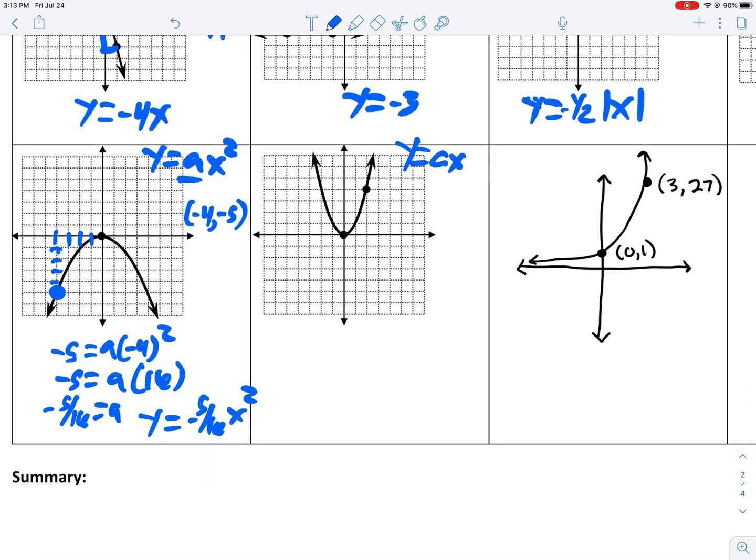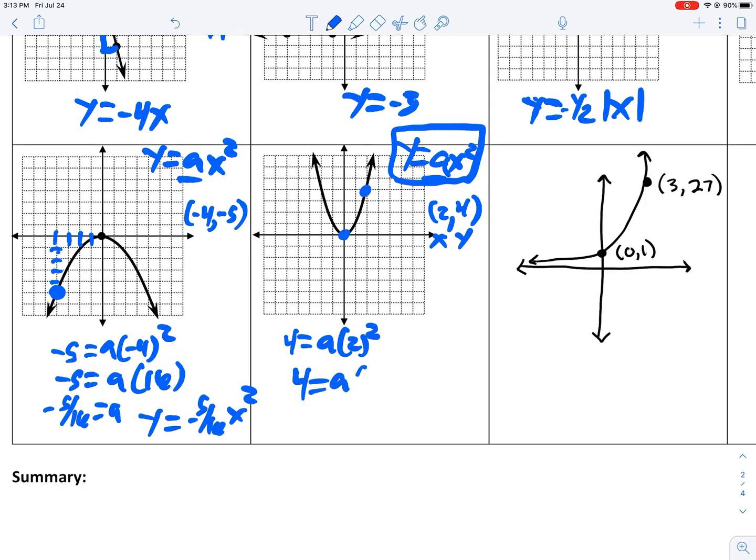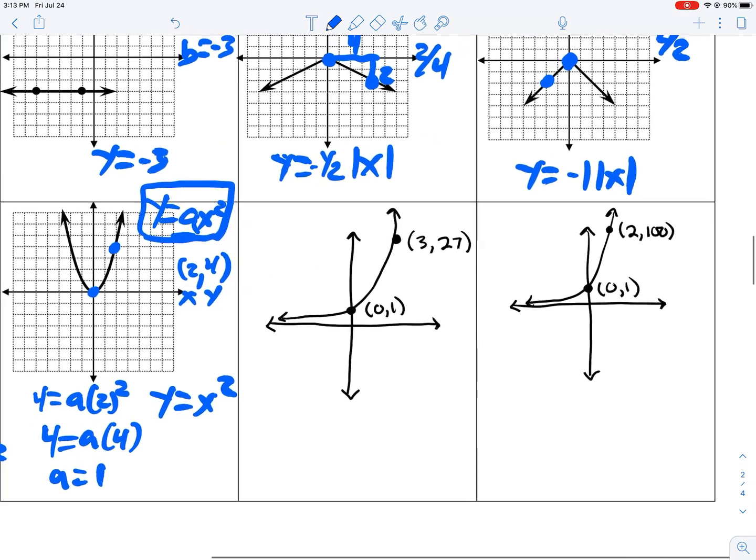Same idea, y equals ax squared. All I need to know is a. So I'm going to use this point here to help me figure out a. So over 2 and up 1, 2, 3, 4. So 4 equals a times 2 squared, because this is x, this is y. Plug them into this equation right here. So 4 equals a times 4, so a equals 1. So y equals x squared.